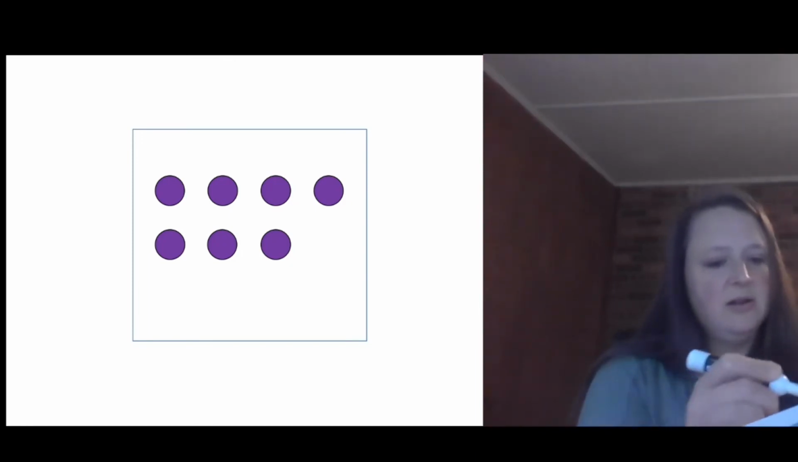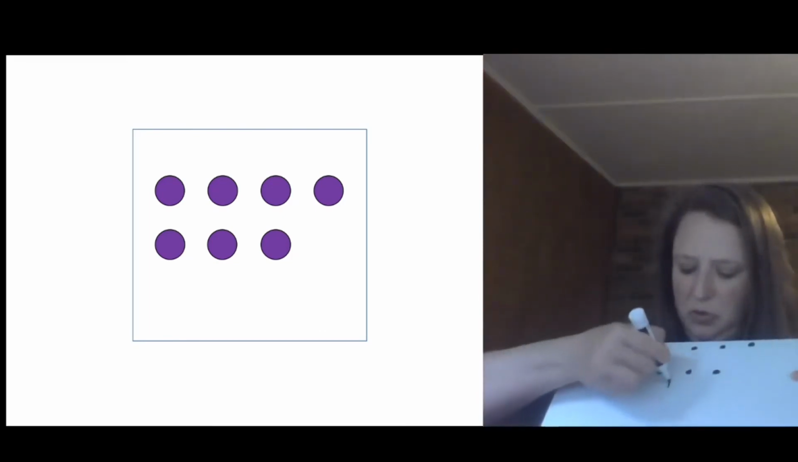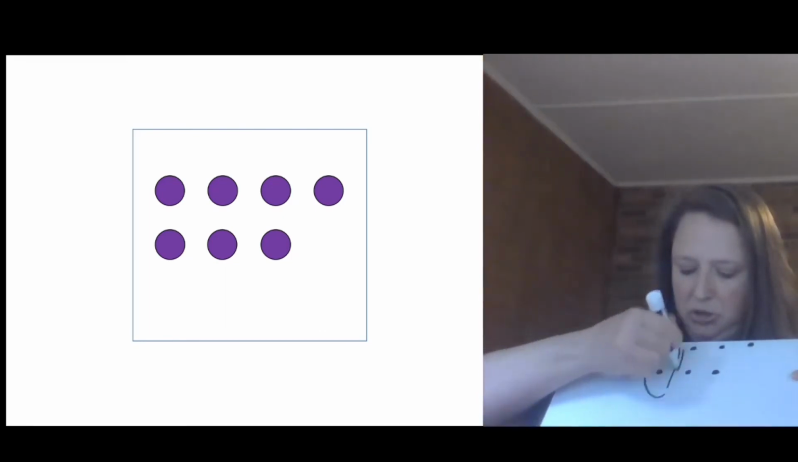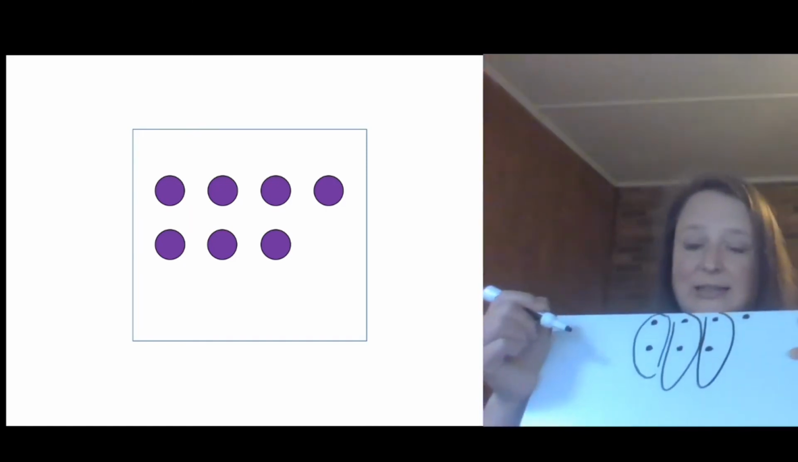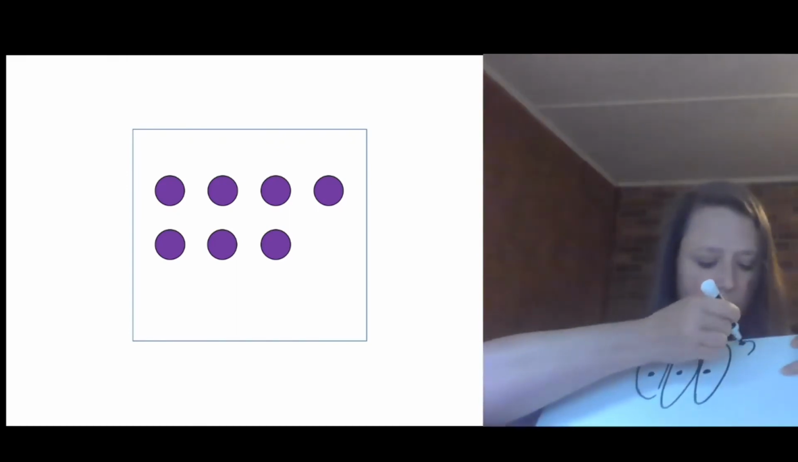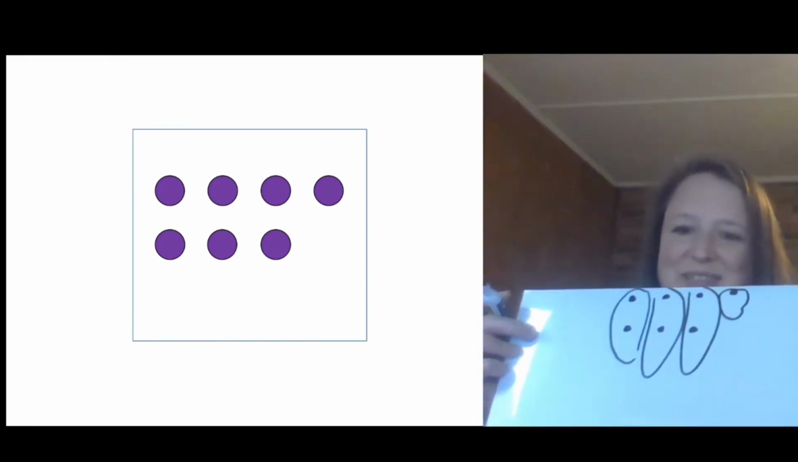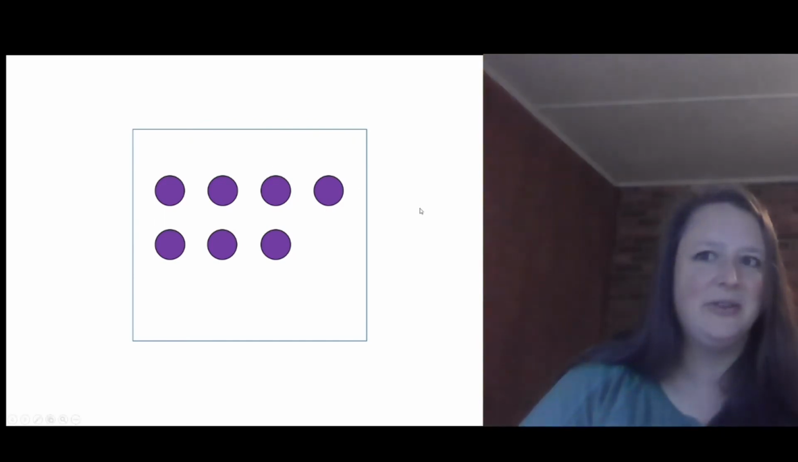What I heard was 2, 2, and 2, because I know that's 6, because that's 3 2s, and if I count 2, 4, 6, and then one more gives 7. Nice work, friends. All right, let's put up another set of dots.